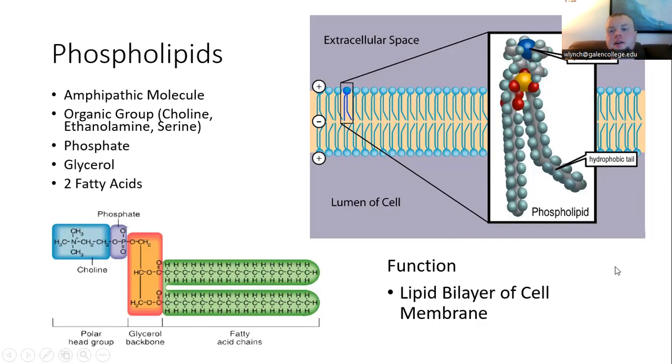This forms the lipid bilayer of cell membranes. It is selectively permeable. It will allow fat-soluble substances through, and it will reject ionic substances and water-soluble substances.